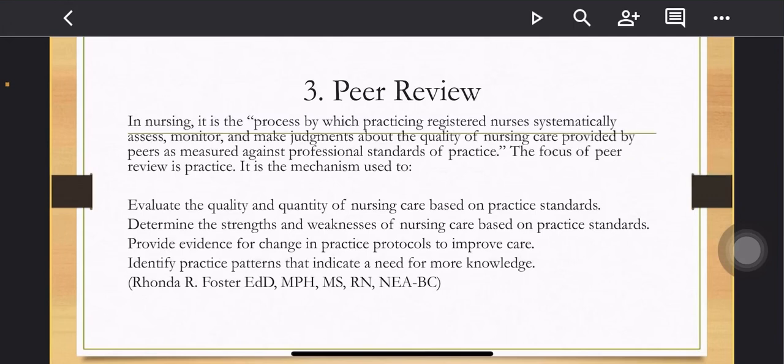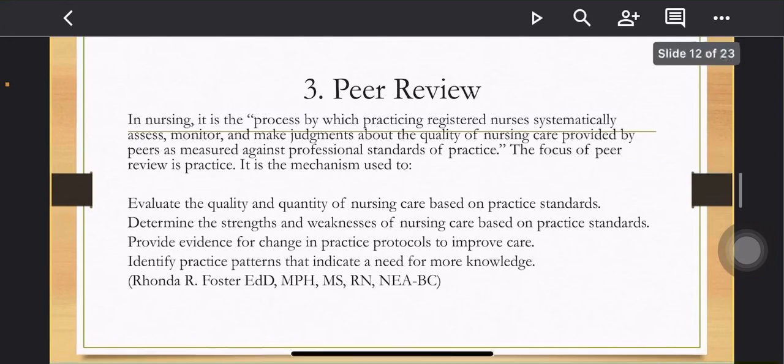It is the mechanism used to: A. Evaluate the quality and quantity of nursing care based on practice standards. B. Determine the strengths and weaknesses of nursing care based on practice standards. C. Provide evidence for change in practice protocols to improve care. And D. Identify practice patterns that indicate a need for more knowledge.